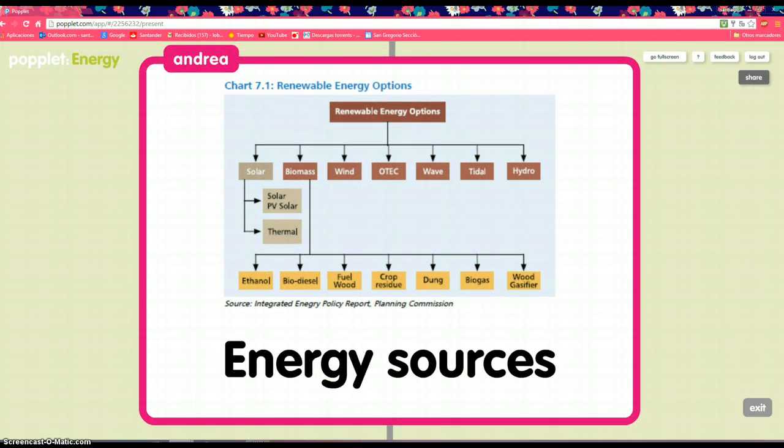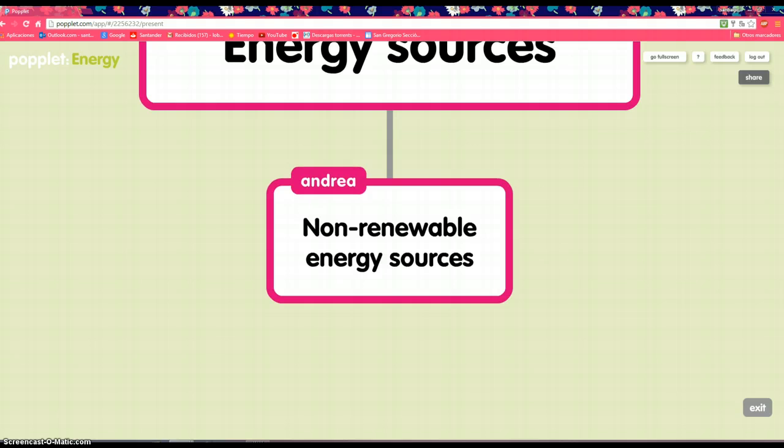Energy sources. There are two types of energy sources. Non-renewable energy sources cannot be replaced in a short period of time. These energy sources are fossil fuels such as oil, coal and natural gas, and uranium.